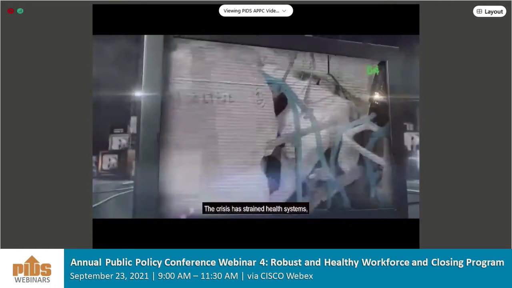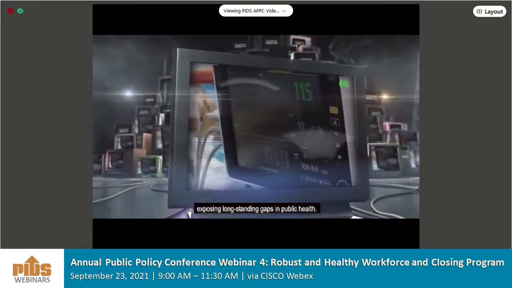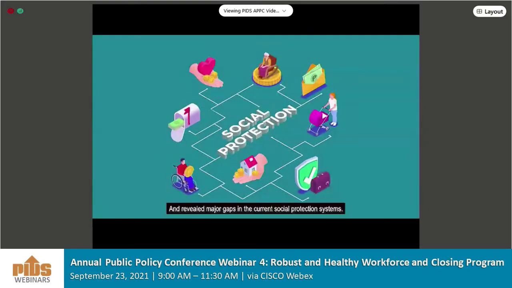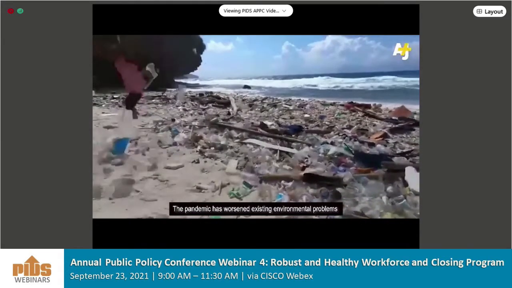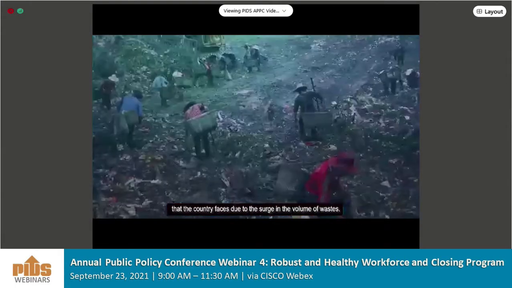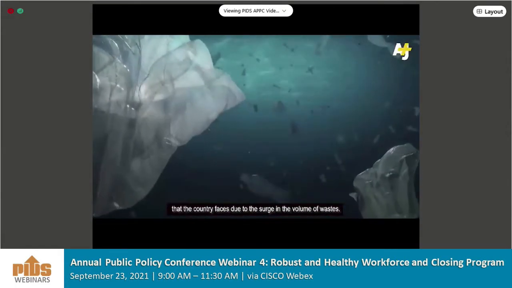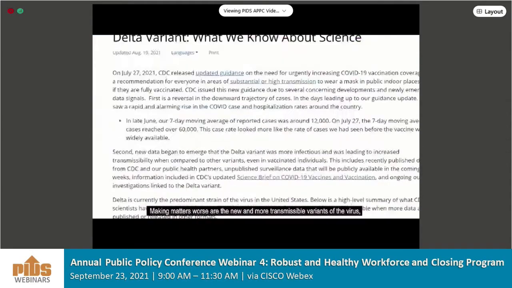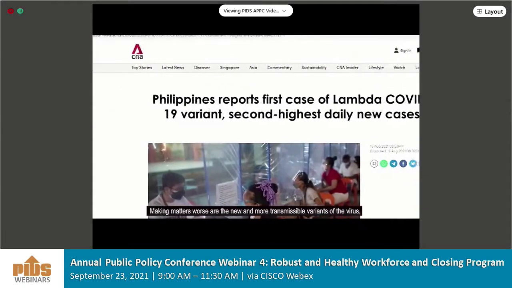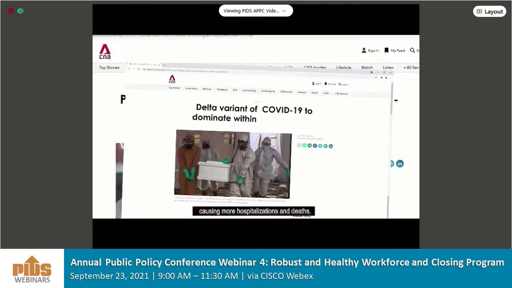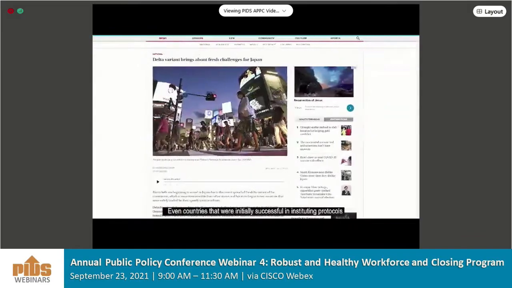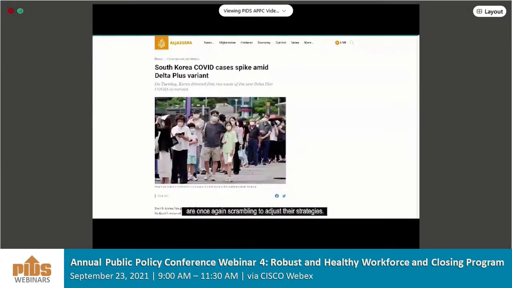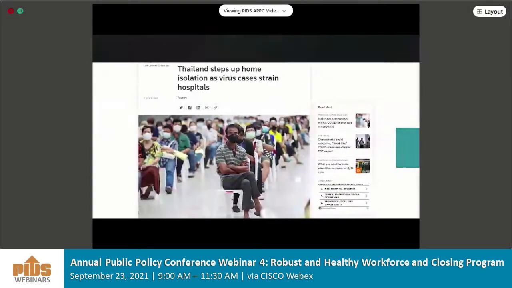The crisis has strained health systems, exposing long-standing gaps in public health, and revealed major gaps in the current social protection systems. The pandemic has worsened existing environmental problems that the country faces due to the surge in the volume of wastes. Making matters worse are the new and more transmissible variants of the virus, causing more hospitalizations and deaths. Even countries that were initially successful in instituting protocols are once again scrambling to adjust their strategies.